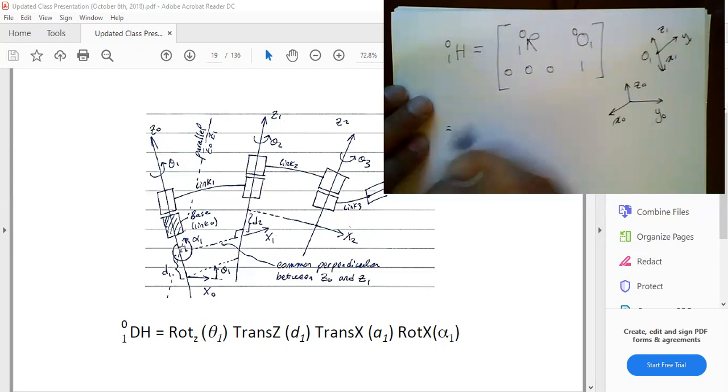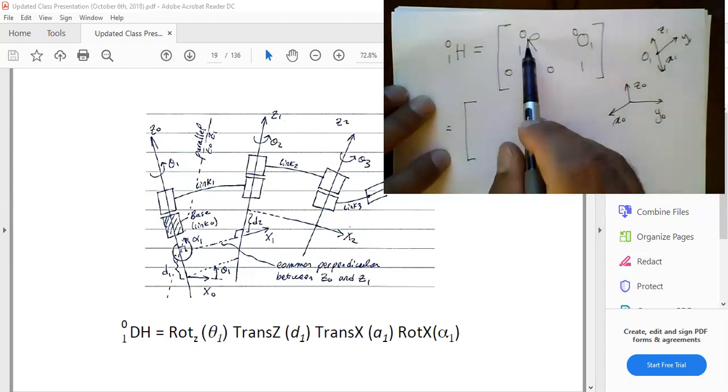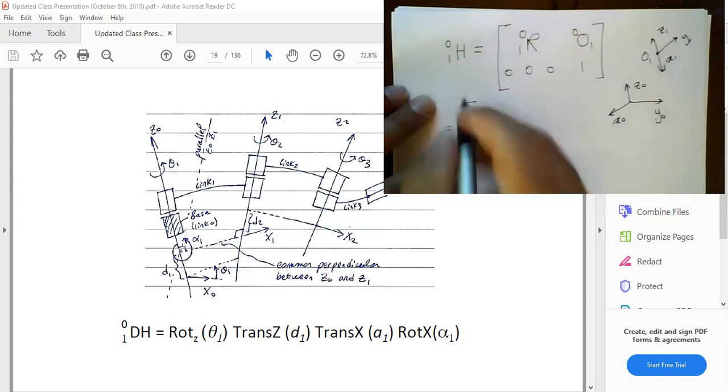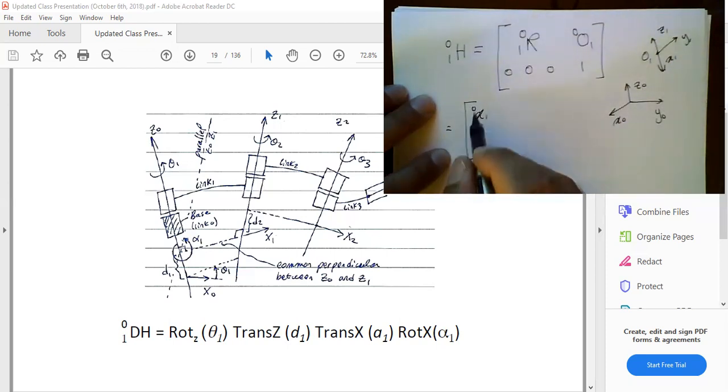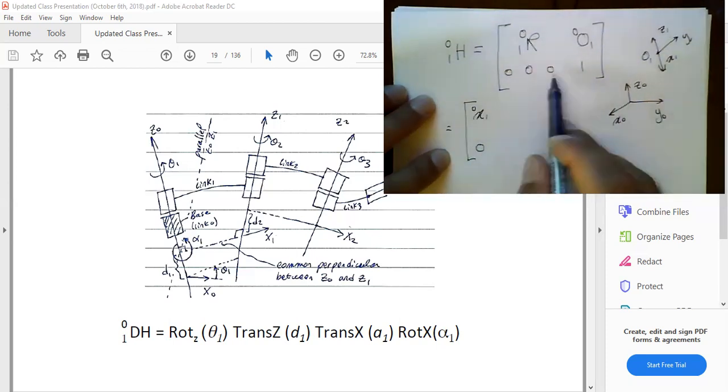I will very briefly do that because this is very important. What is the first column of R01? It is x1 in frame 0. So all I have to do is express that vector x1 in that frame. I would look at the x component of the vector x1, the y component, and then the z component, and put that here. That would be a 3 by 1, and I want to have a 0 below it.